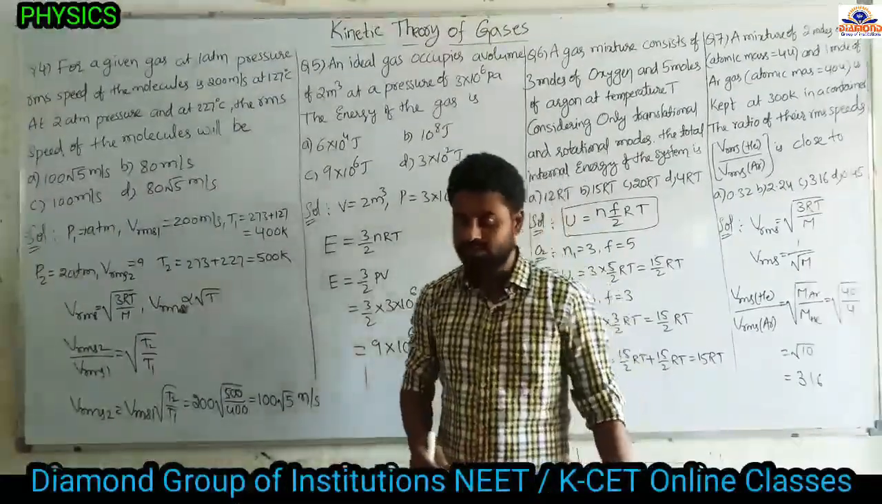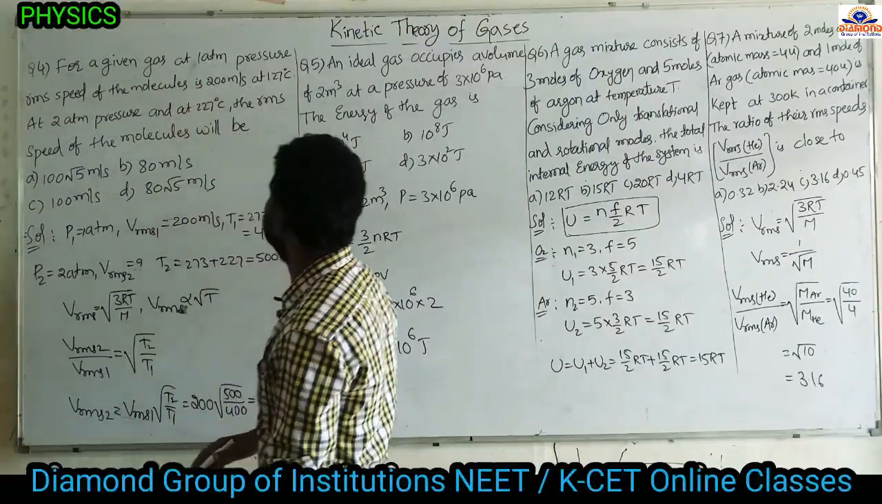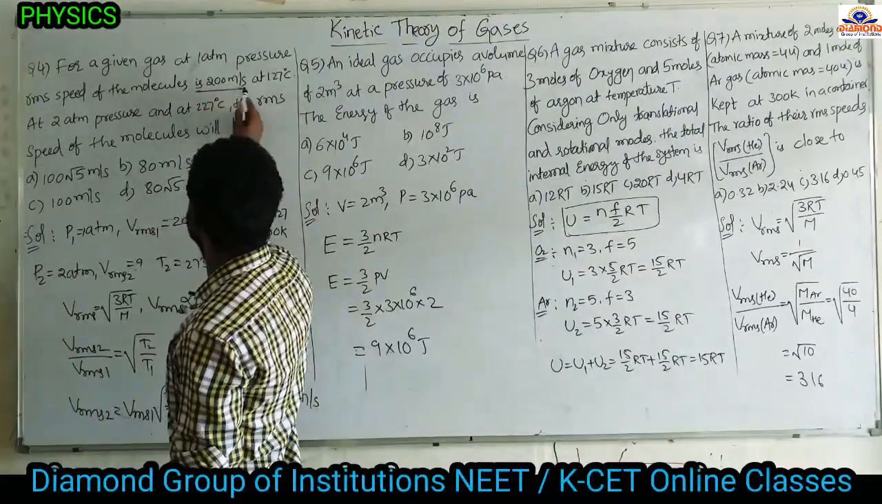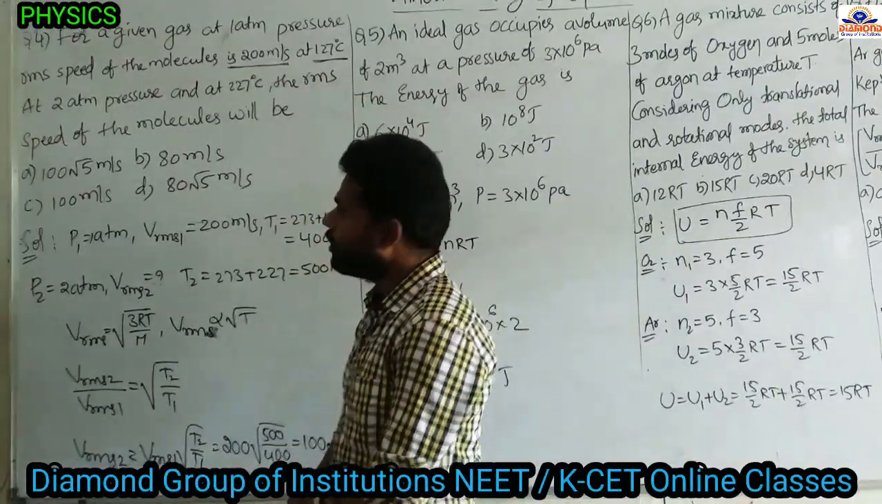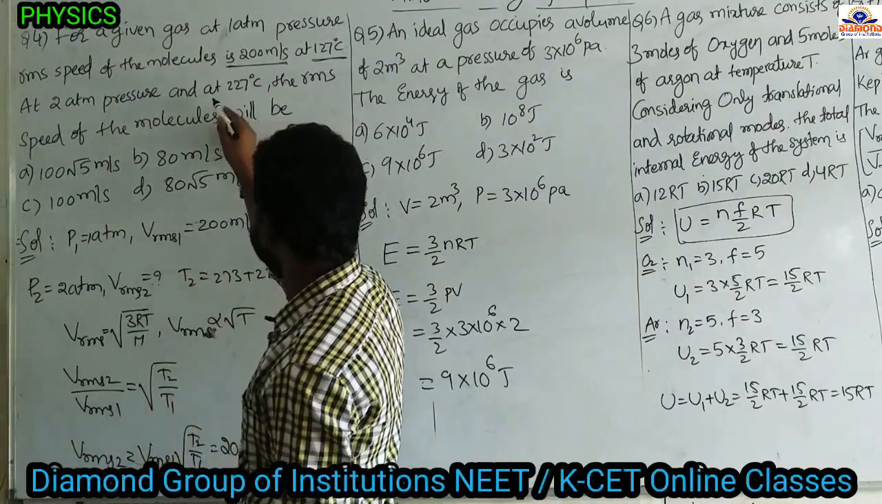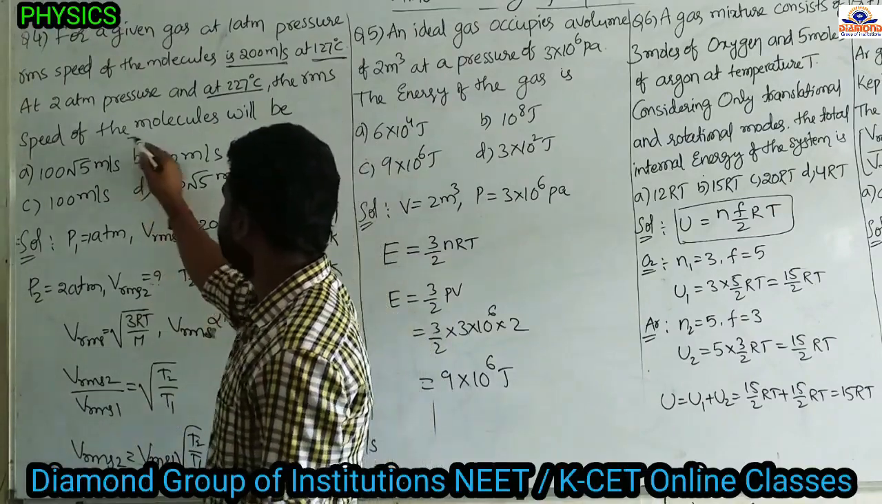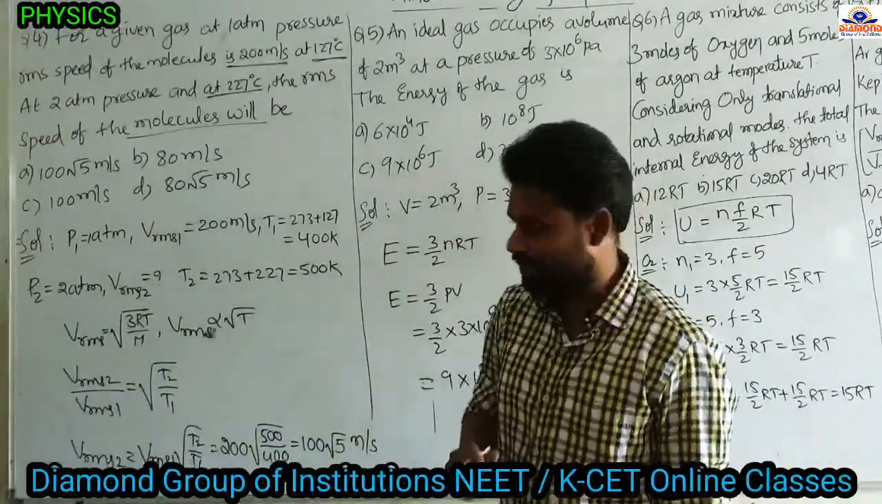See the next question, fourth question. For a given gas at 1 atmospheric pressure, the RMS speed of the molecule is 200 meter per second at 127 degrees centigrade. At 2 atmospheric pressure and at 227 degrees centigrade, the RMS speed of the molecule will be.